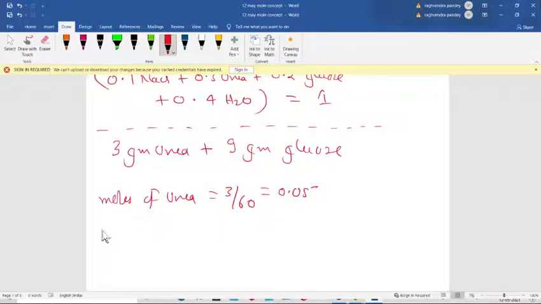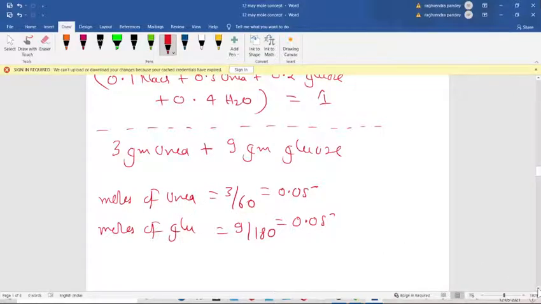Okay, then moles of glucose. So it will be 9 by 180. So again it will be how much? 0.05. So these are your moles of glucose and moles of urea.